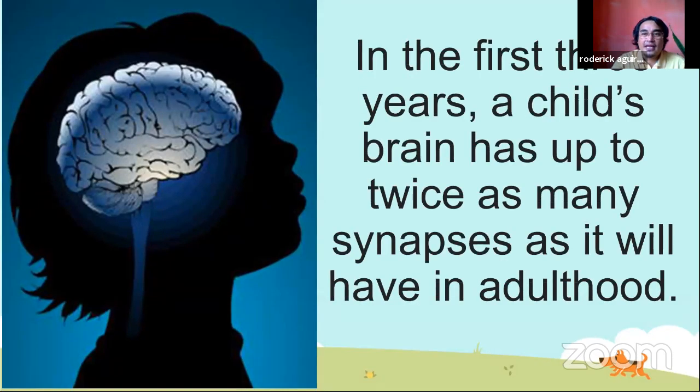So, in the first 3 years, a child's brain has up to twice as many synapses as it will have in adulthood. So, kung gaano katalino naging ang bata ng 3 years old, ganun din katalino. Kung anong ugali meron ang 3 years old at kung paano siya, ganun din mangyayari nun.